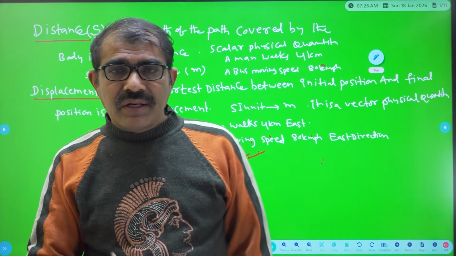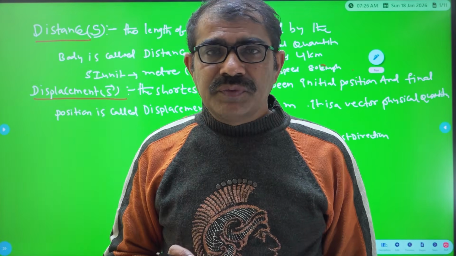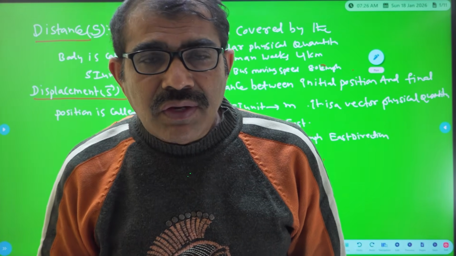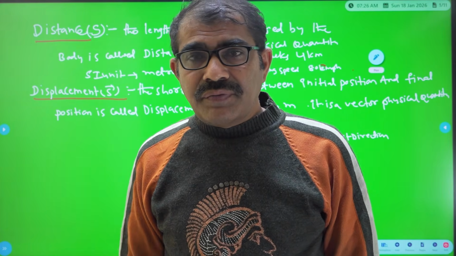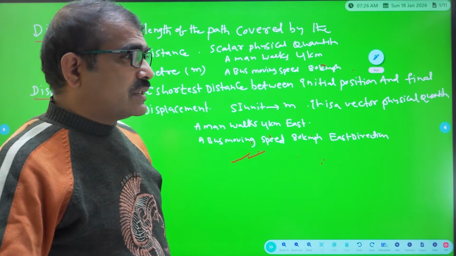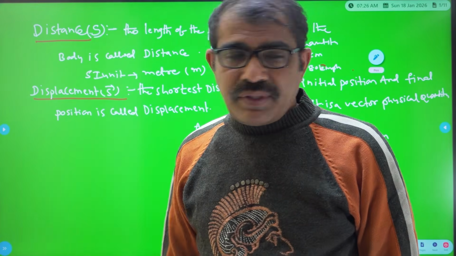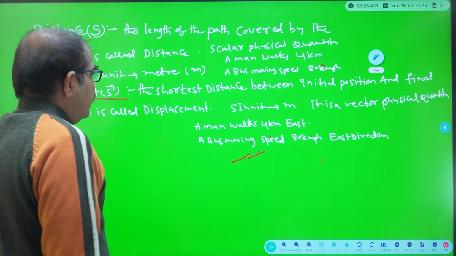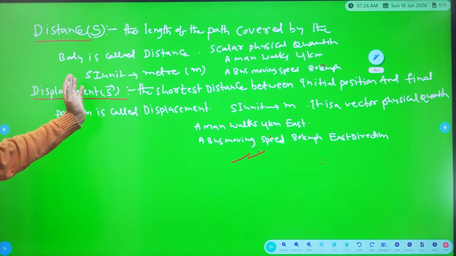What is the meaning of scalar and vector? Scalar means the physical quantity having only magnitude. Vector means the physical quantity having both magnitude and direction. That is called vector physical quantity. We will discuss deep in the vectors chapter. So now this is about distance and displacement. Distance is scalar, displacement is vector.